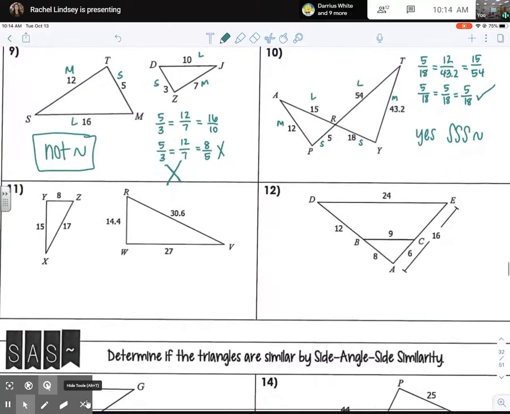Okay, so 11, we're going to do small, medium, large again. So small, medium, large, small, medium, large. 8 over 14.4, 15 over 27, 17 over 30.6.